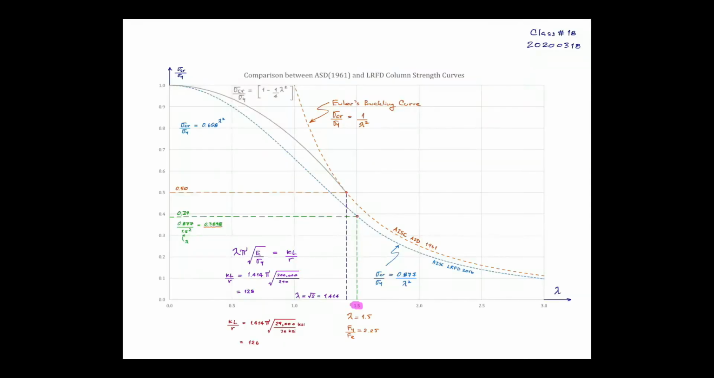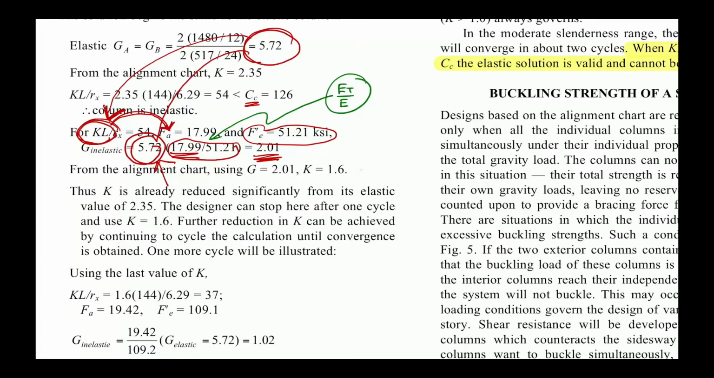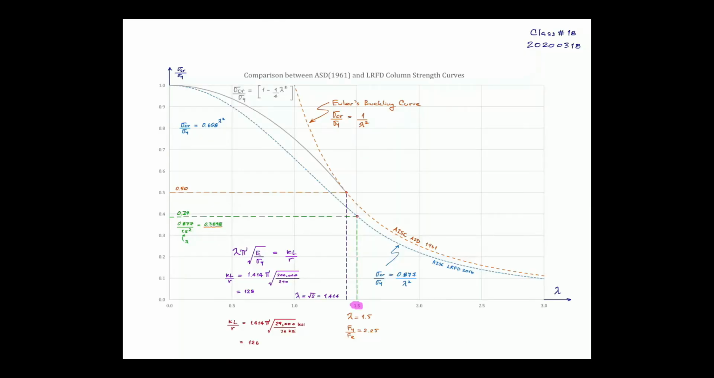So come back. You can see here K is equal to 1.6. Thus K is already reduced significantly from its elastic value, which is 2.3, to 1.6. When the K value is reduced, what happens? You look at the alignment chart, right? You look at the column curve. The lambda here is actually a function of K.